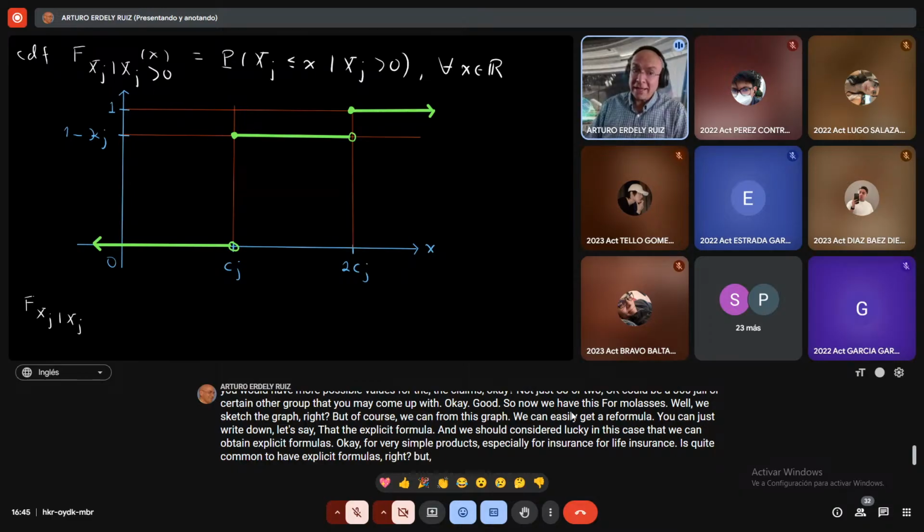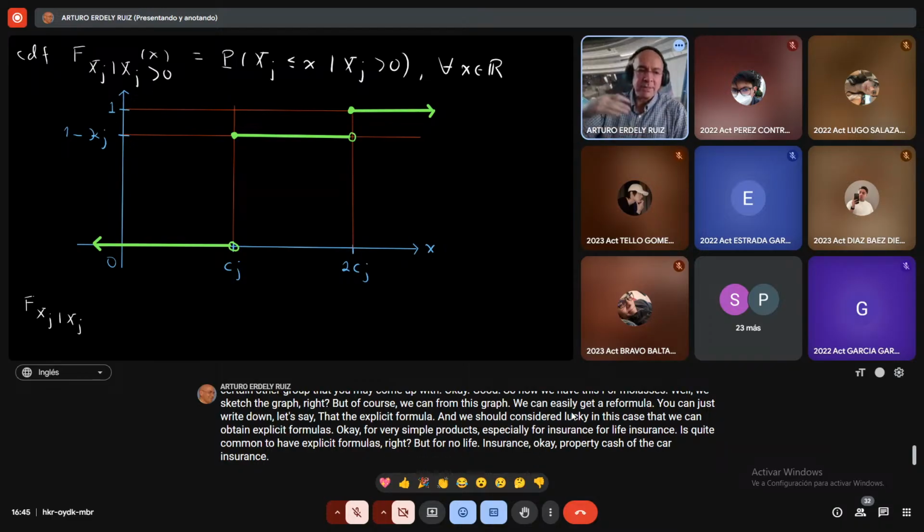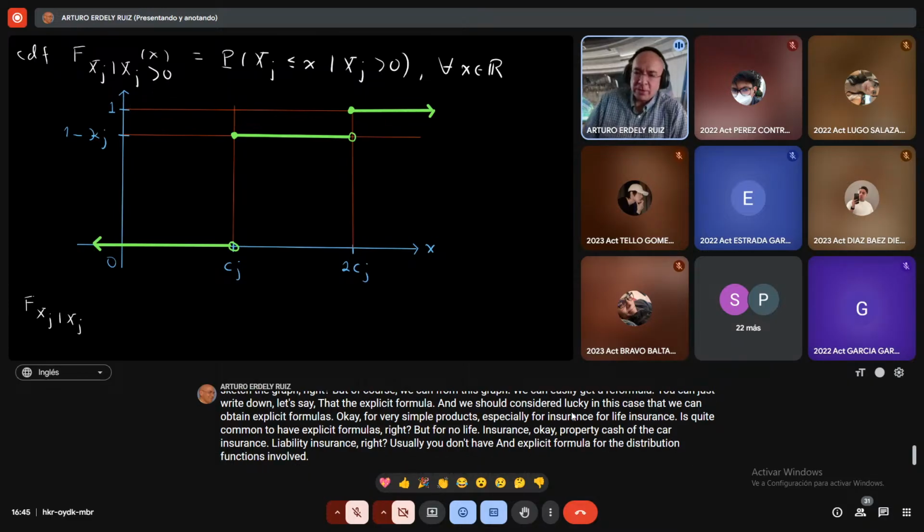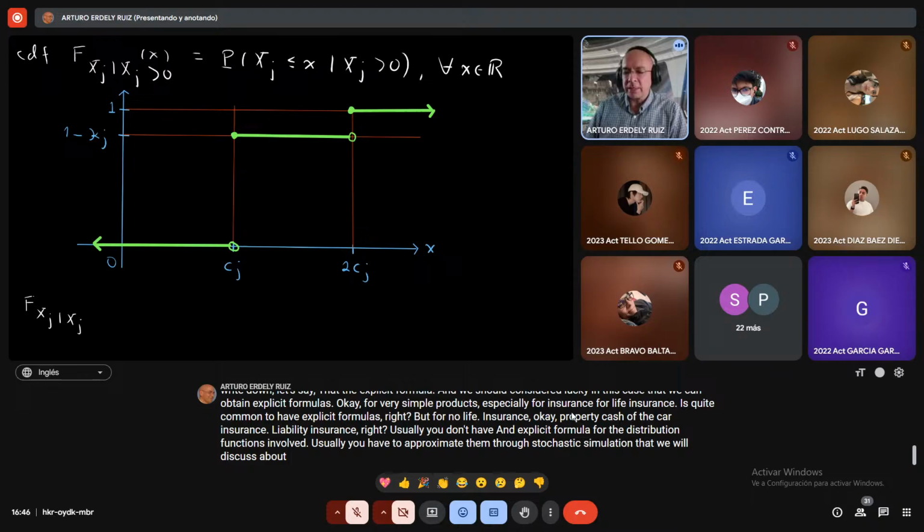But for non-life insurance, property and casualty, car insurance, liability insurance, usually you don't have an explicit formula for the distribution functions involved. Usually you have to approximate them through stochastic simulation, that we will discuss very, very soon.